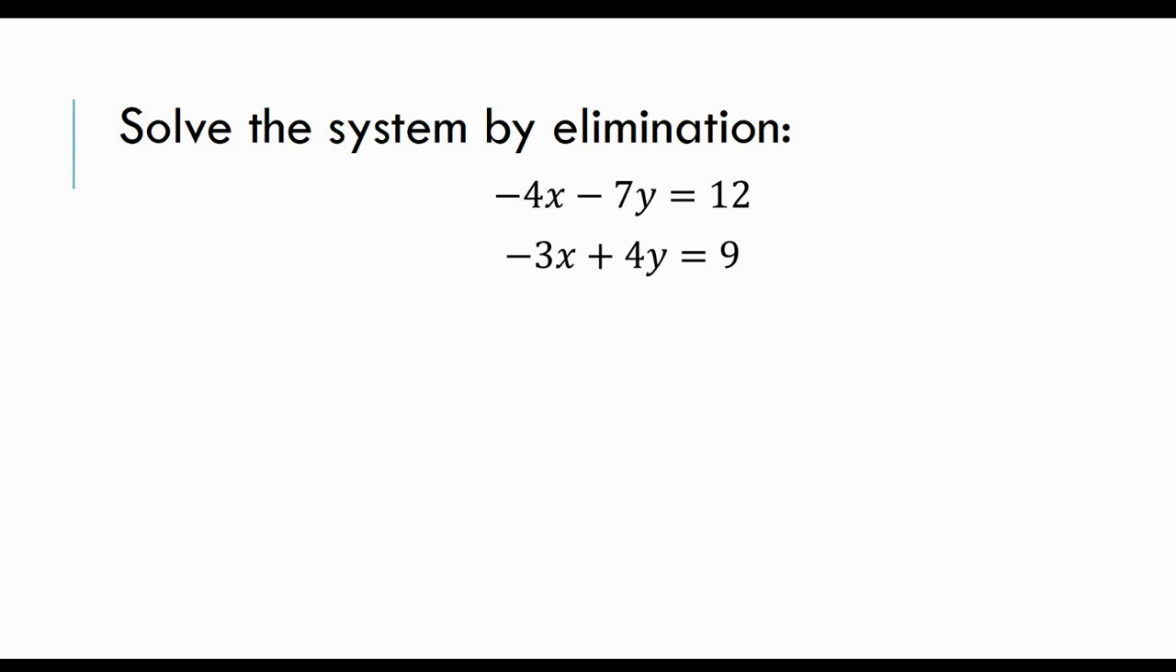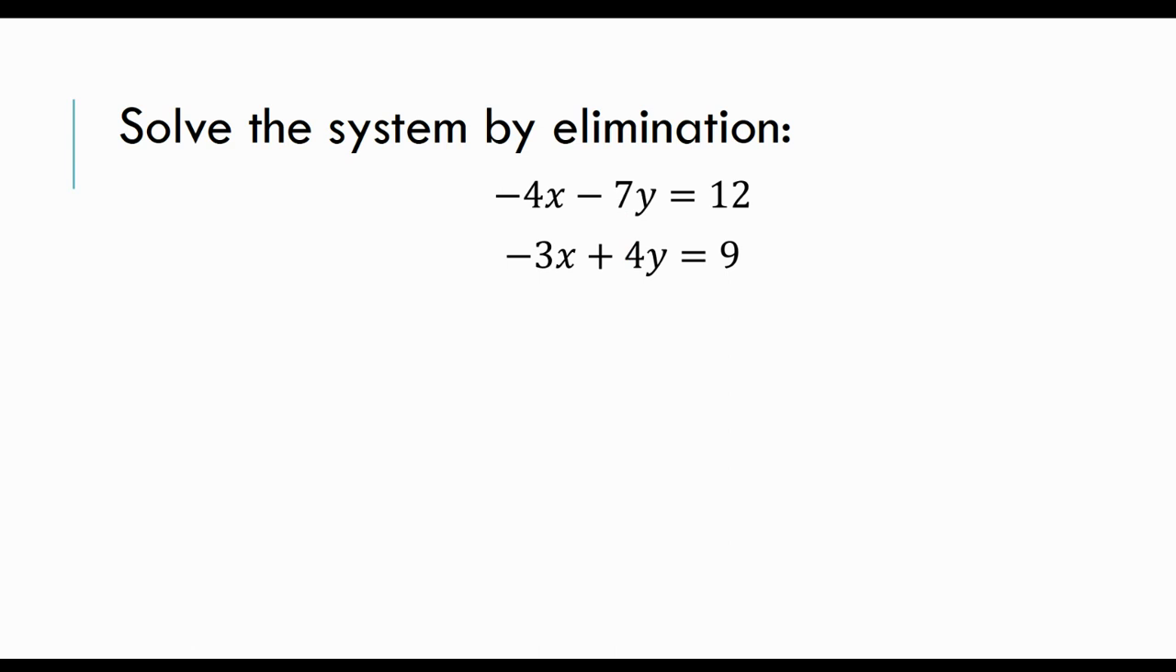All of our like terms are lined up nicely, but if I look, the x's do not have opposites. One's negative 4 and one's negative 3. We're not going to be able to add them and have it disappear. Same thing with the y's. We've got a negative 7 and a positive 4. So unfortunately, those will not add up to 0 to have it eliminate.